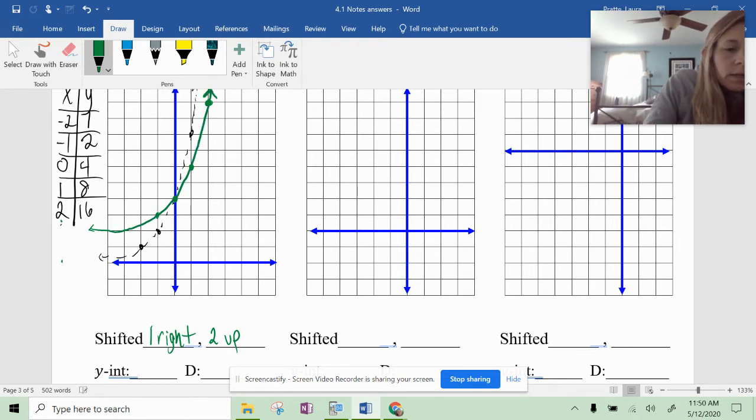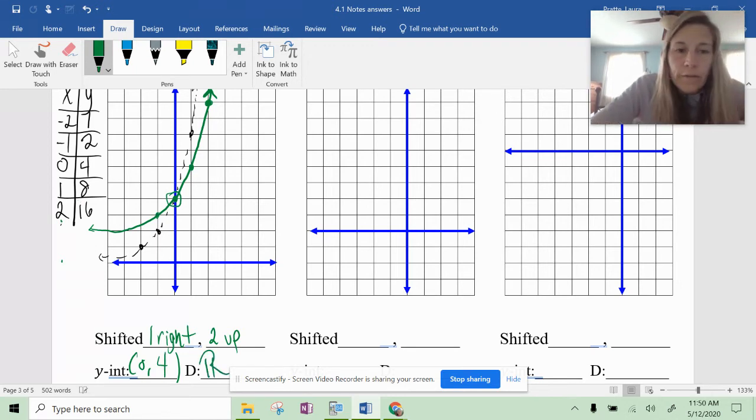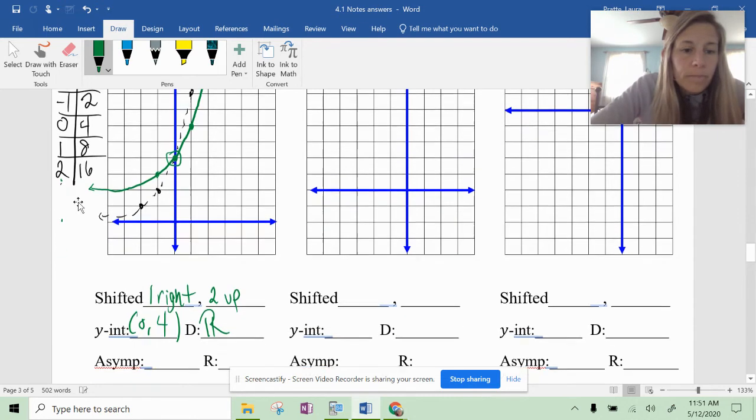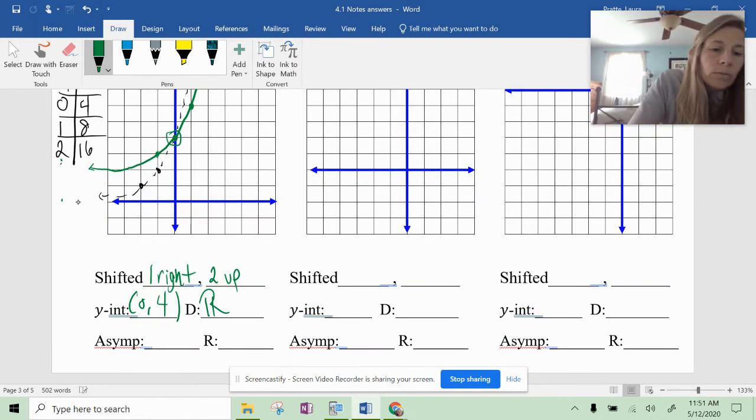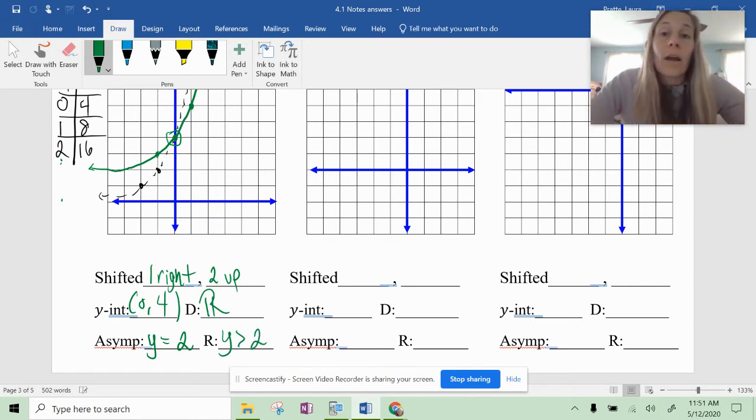Now this was kind of nice because the y-intercept, we can see it on the graph. It's right here, so it's actually (0, 4). The domain is always all real numbers, even if you're shifting, that's still all real numbers. The asymptote then was y equals the k value, which was 2, which makes sense. It looked like it was leveling out at the 2. And then our range is y is greater than 2 since our graph is above the asymptote or the a value is positive.